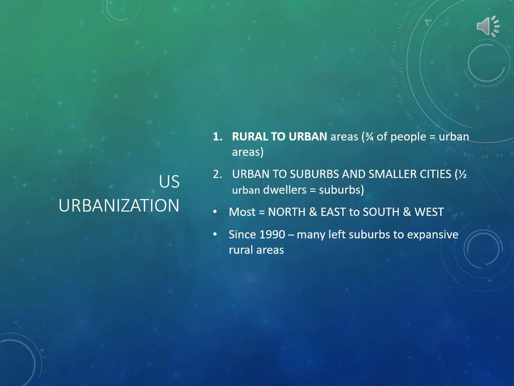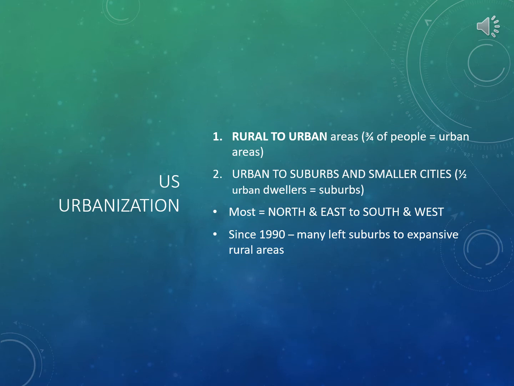So what are the urbanization trends in the United States? The first one is that we're consistently moving from rural to urban areas, where 3/4 of the people in the United States live in an urban area. But of those people, 1/2 of them actually live in a suburb, because people are moving out of what's considered the inner city or the city proper and moving into suburbs or smaller satellite cities.